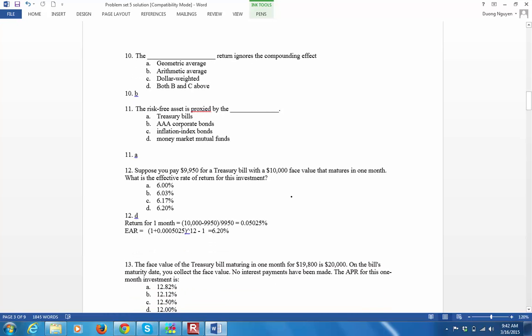Now number 12, suppose you pay T-bill of $99.50 for face value $10,000. So usually T-bill is selling at a discount. So you buy at $99.50, and after how many months? After 1 month, you get back $10,000. Alright, so what is the return per month? It is 10,000 minus 99.50, over 99.50.